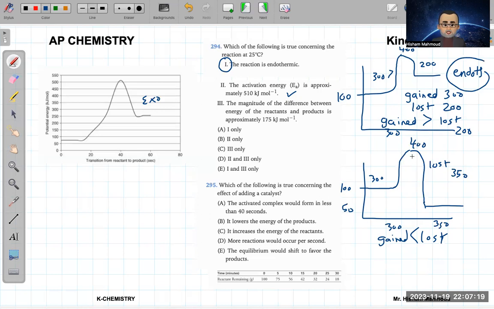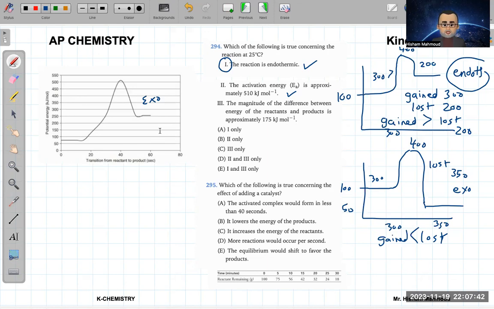The products are more. plus أكتر. And when you lose more than you gain, you are exothermic. So this reaction is endothermic, correct. Activation energy of this reaction is approximately 510. Let's see the numbers.